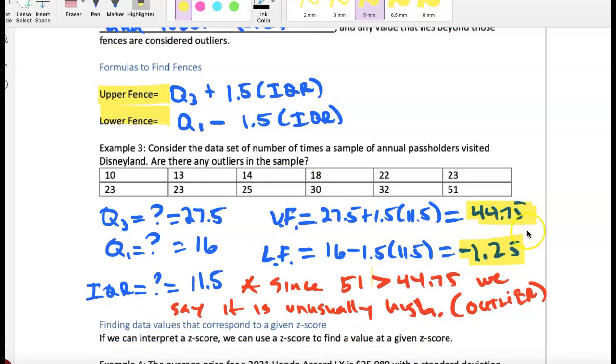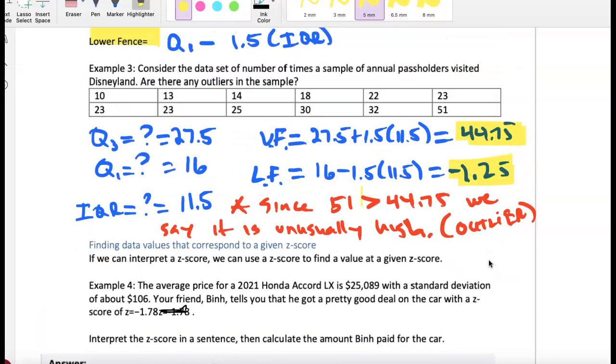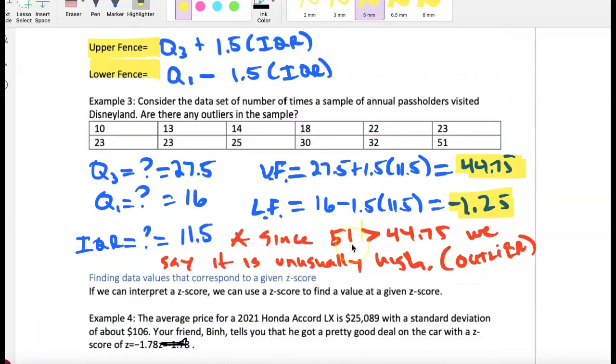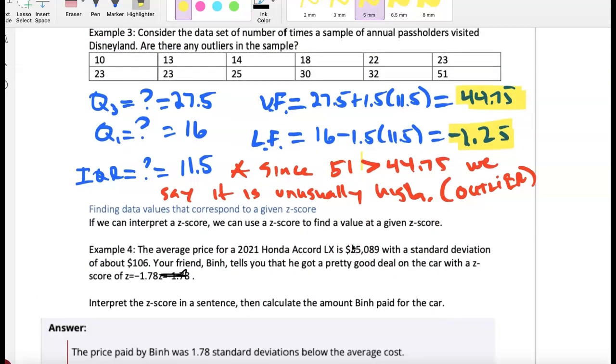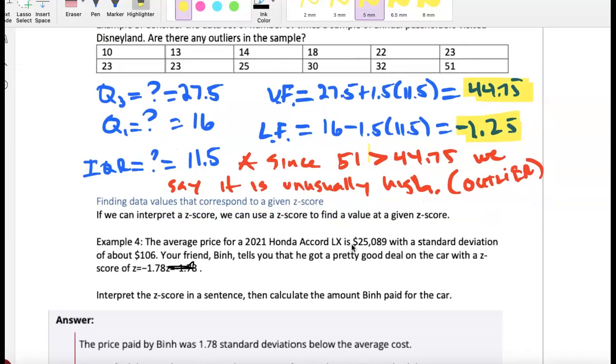In this case, you get these 2 values. You can get the IQR from the data, and then you get these upper and lower fences. And the only number, 51 here, since it's bigger than 44.75, we would say that that is an outlier. It's unusually high. So this is a hand calculation that we would potentially ask you to do in an exam. Is determining something's an outlier that way.